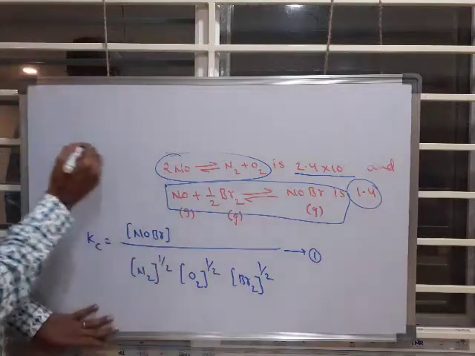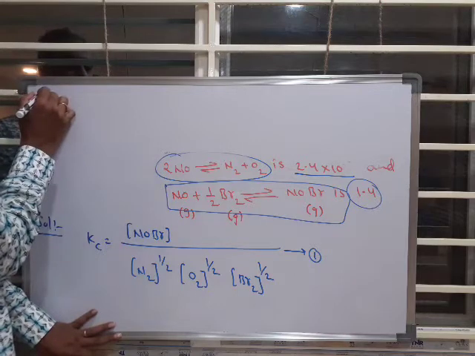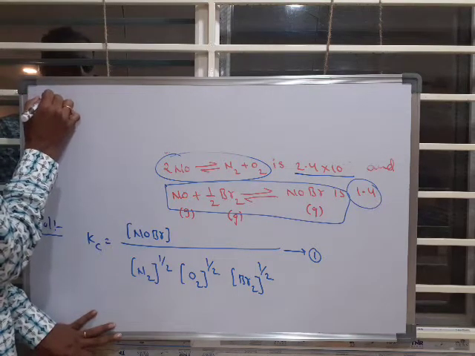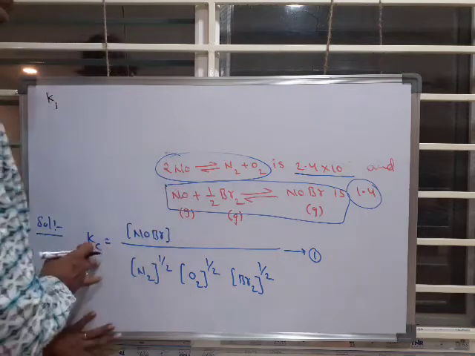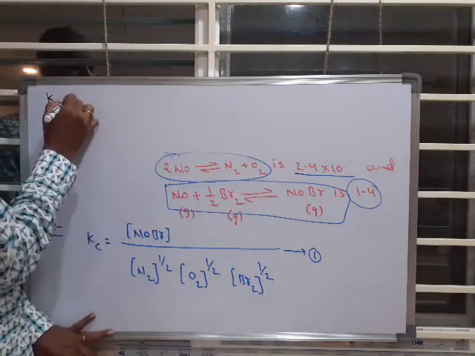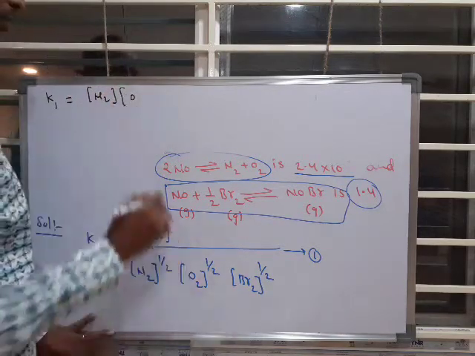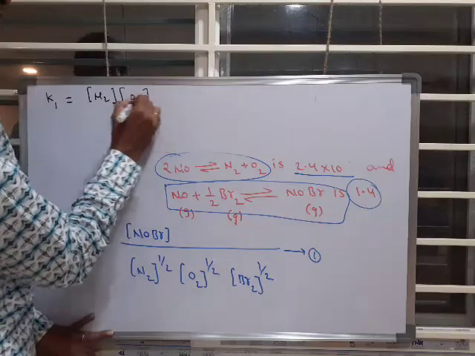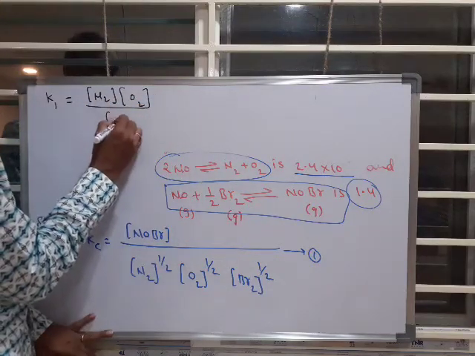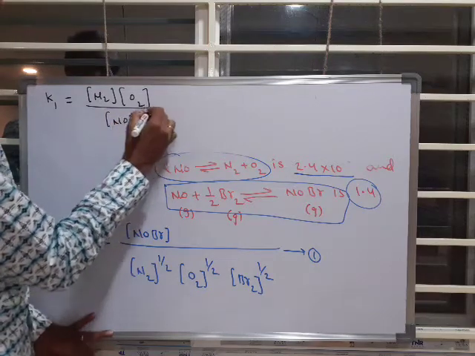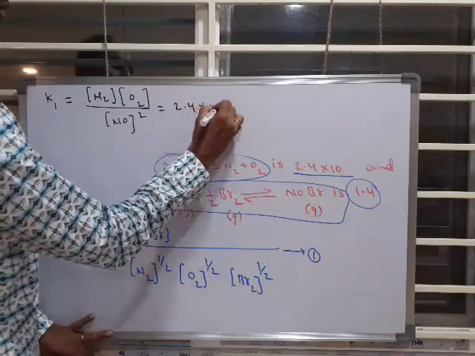So first, the given equation, basing on this, I'm taking it as K1. Just K1, K2 rather. So let's take Kc. K1 is equal to the N2 concentration, O2 concentration, divided by N2 whole square. So what is its value? Its value is given as 2.4 into 10 power 30.